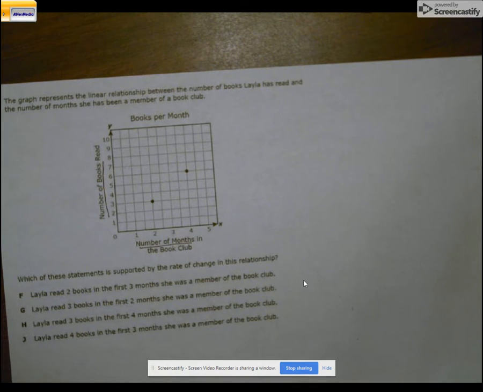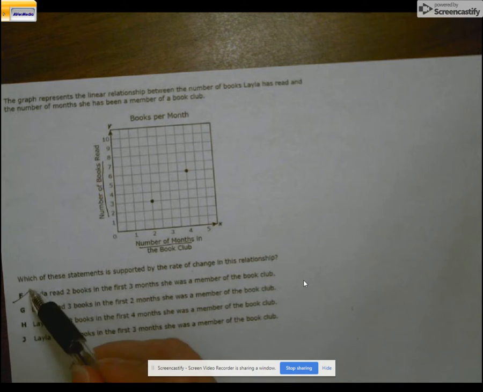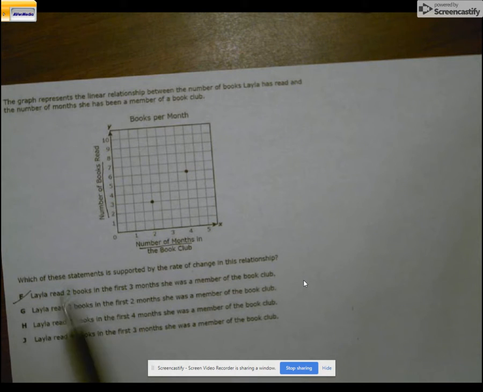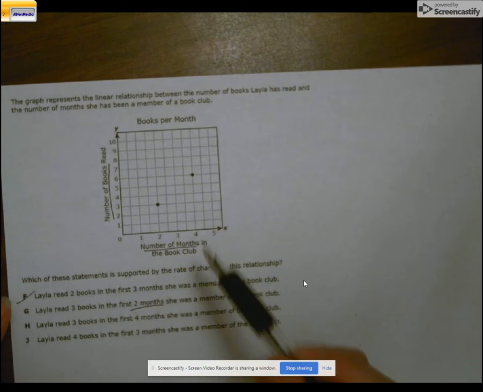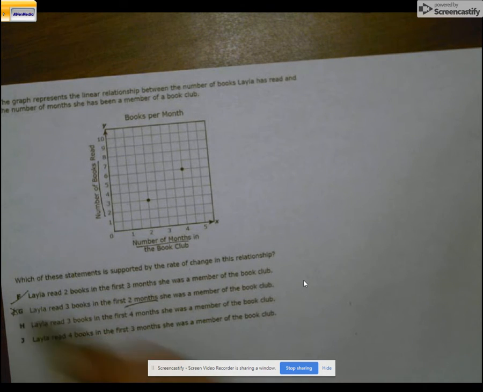Let's see. Layla read 2 books in the first 3 months that she was a member. So let's see, number of months 3. Does it go up to 2? No. Layla read 3 books in the first 2 months. Okay, so let's go to 2 months and see if that goes up to 3. And it does. So I'm going to put a star next to that one, to make sure that one's the one that looks the best so far.